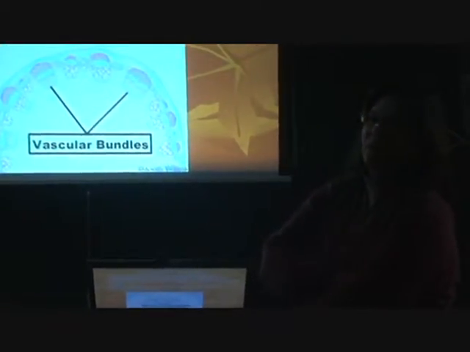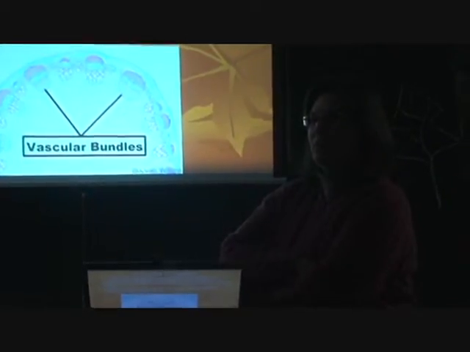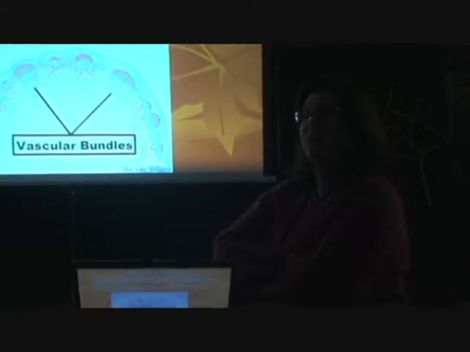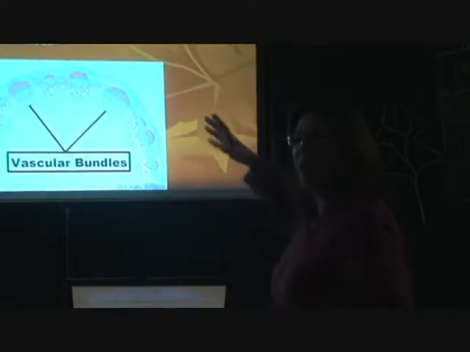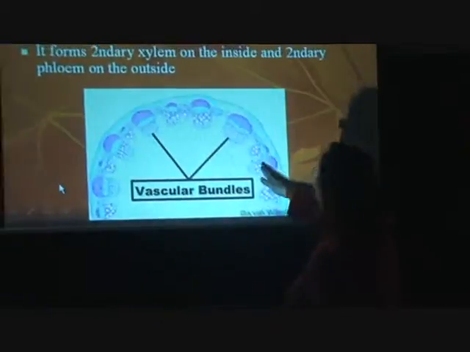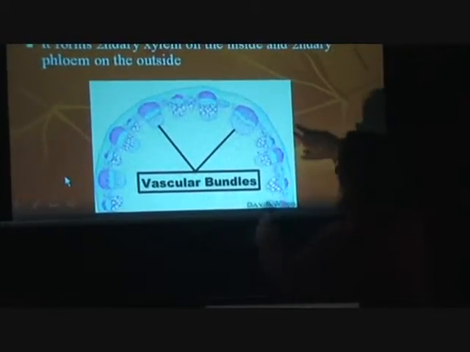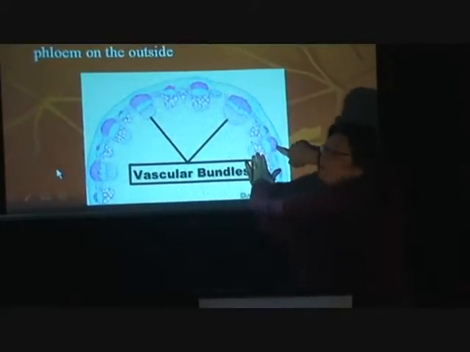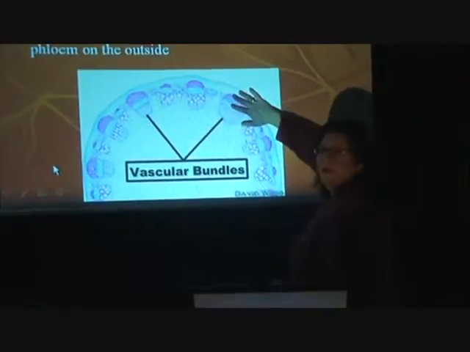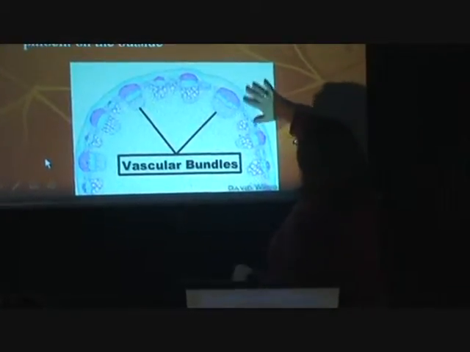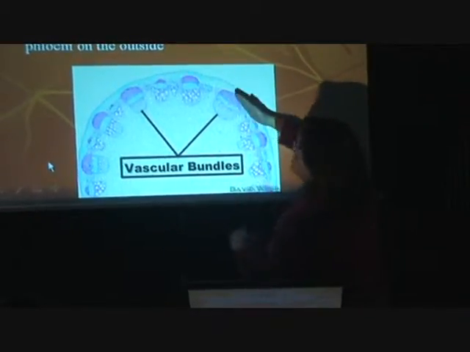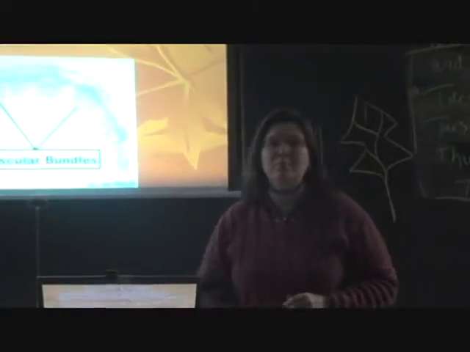Why do you call it secondary xylem and secondary phloem? It's going to make another ring. So this is primary right now. Oh, sorry. This is primary xylem. This is primary phloem. Okay. When it makes a new ring, which I'll show you in a minute, then that is going to be the secondary xylem and the secondary phloem.